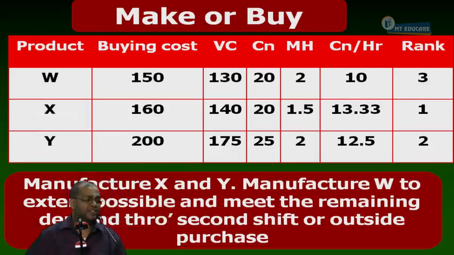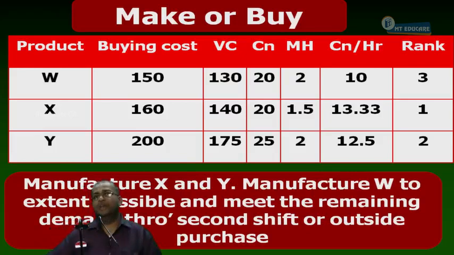Now, please write down. Manufacture X and Y. Manufacture W to the extent possible. Meet the remaining demand through second shift or outside purchase.